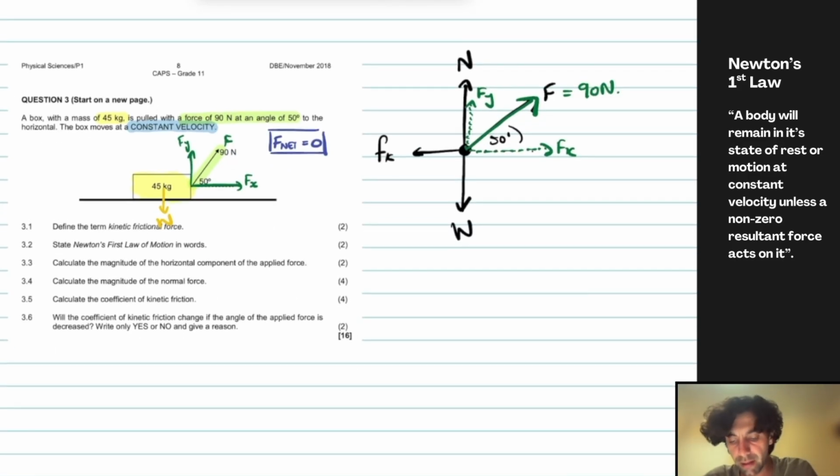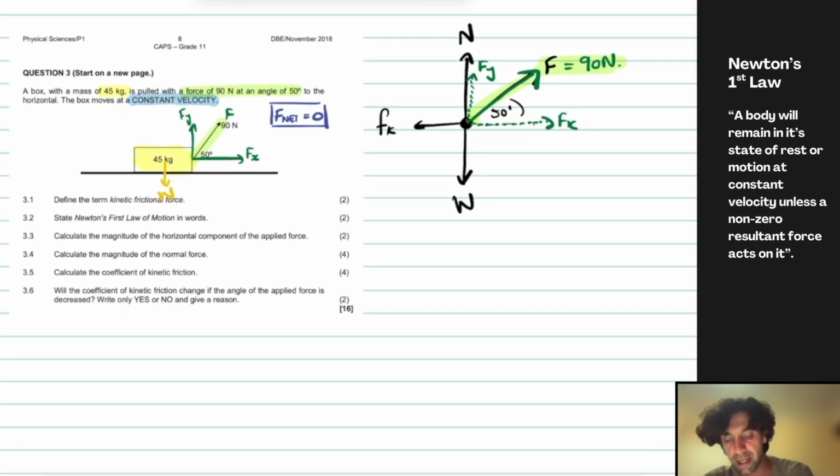So the question 3.3 says calculate the magnitude of the horizontal component of the applied force. This is the applied force that's being applied to the box. Maybe it's someone pulling a string or something, who knows, but that is our applied force. And the horizontal component is going to be this Fx on the horizontal axis. So 3.3 basically looks like this.